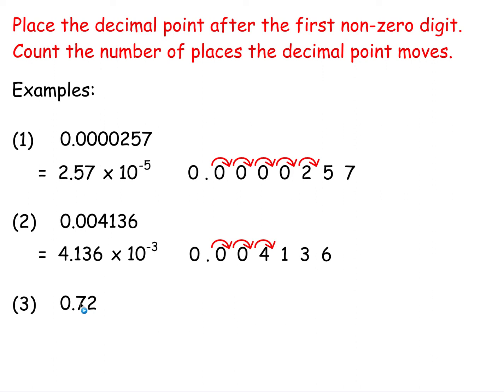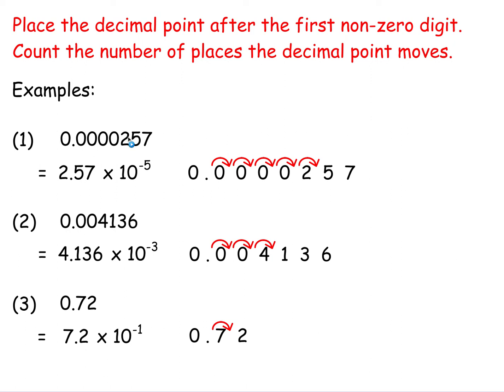And there's 0.72. Shift the decimal point to be after the first non-zero digit. That's the 7. So it's 7.2. The point shifted 1 place. Power negative 1. So that's very small numbers. They start at 0 point something.